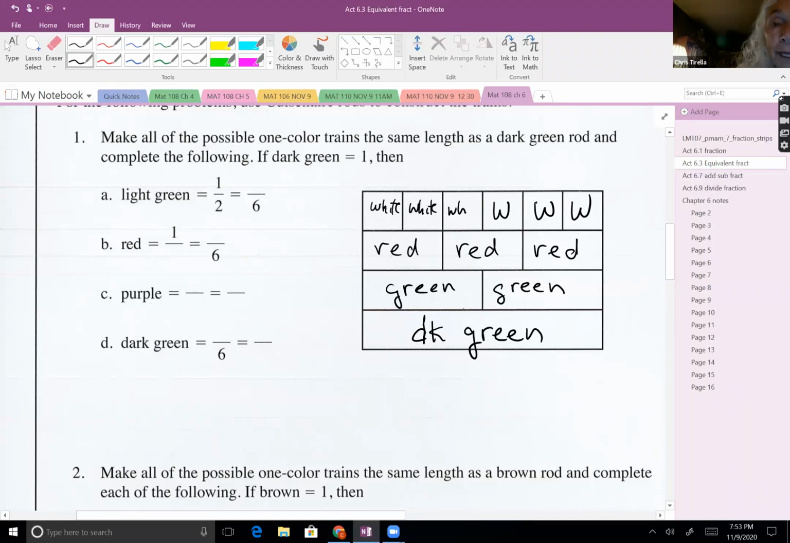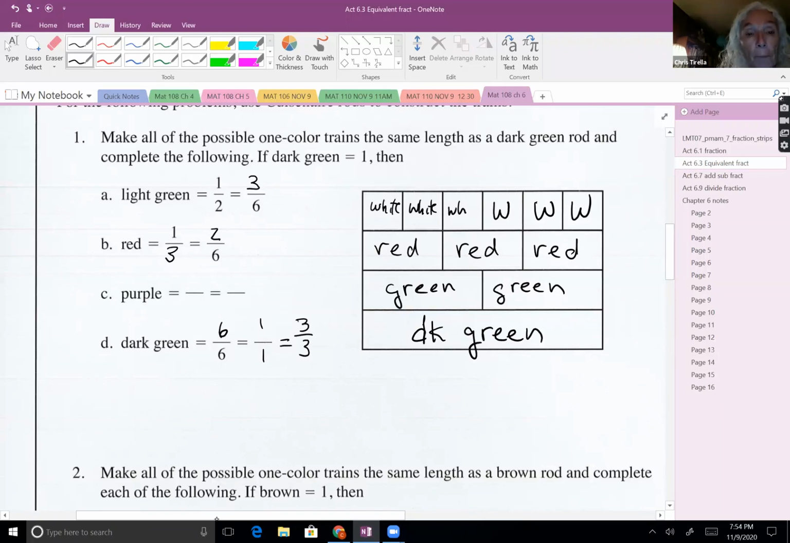So did everybody get it? It took 2 light greens to make a dark green. So the light green is a half, or we could look at that as 3 out of the 6. It took 3 red to make a dark green, so that's a third, which gave me 2 out of the 6. The dark green was the whole, so that's 6 out of 6, or we could say 1 out of 1, or 3 out of 3, or all of the different representations.